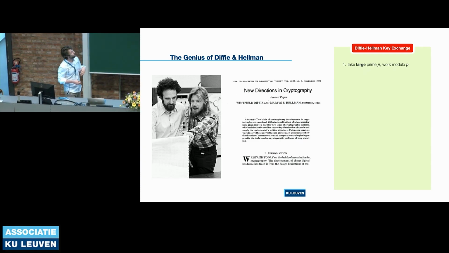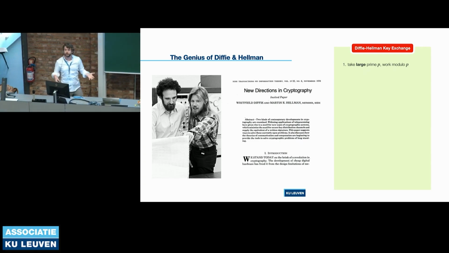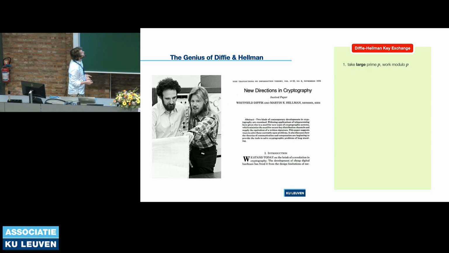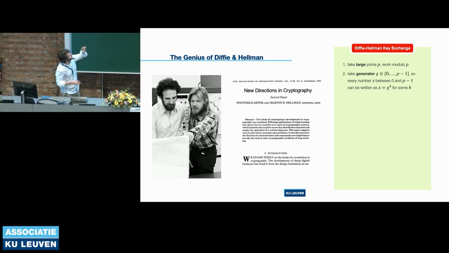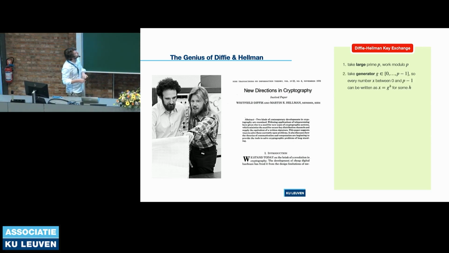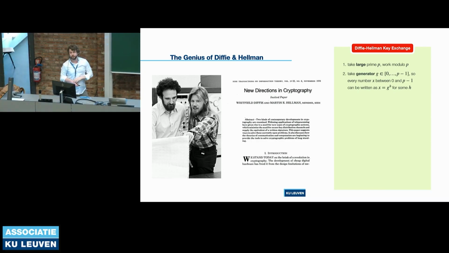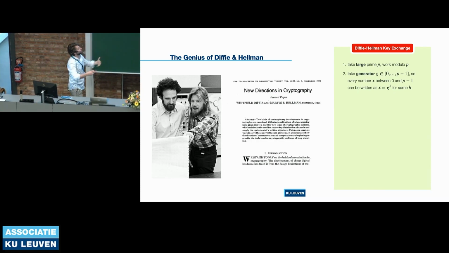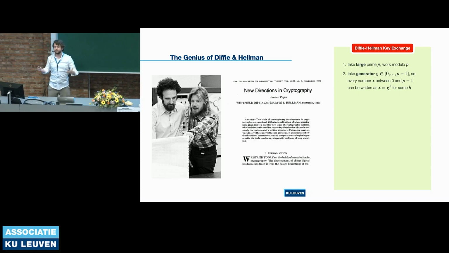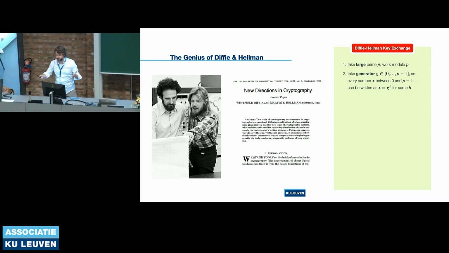As before, we take a large prime p, and we're now going to work in this world modulo p. Now, you can call something a generator modulo p if any other number between 0 and p minus 1 can be written as some power of that generator. And you can always find these generators for a given prime p.